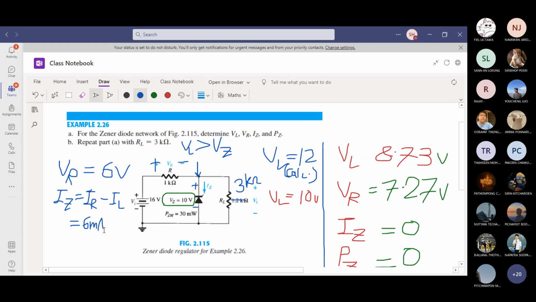What is IL? Again, use Ohm's law. VL divided by RL. 10 volt divided by 3 kilo ohm. So you get 3.33 milliamp. So the final value for IZ is 6 minus 3.33, which is 2.67 milliamp.